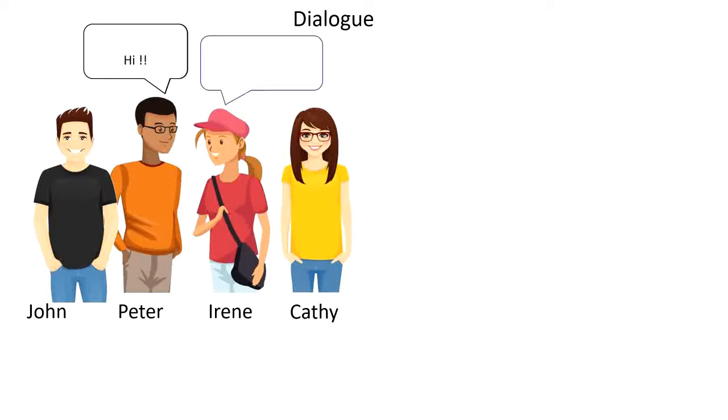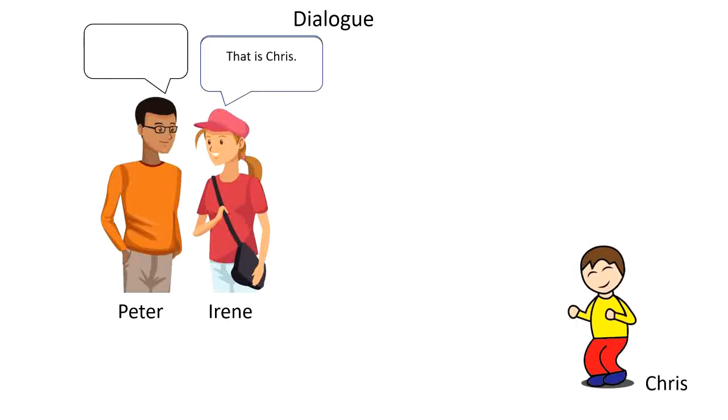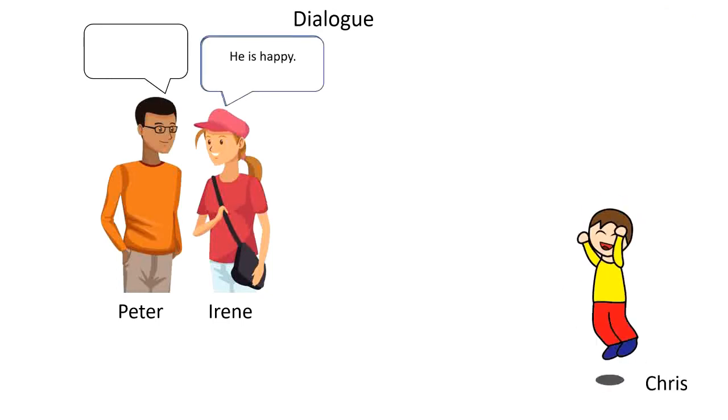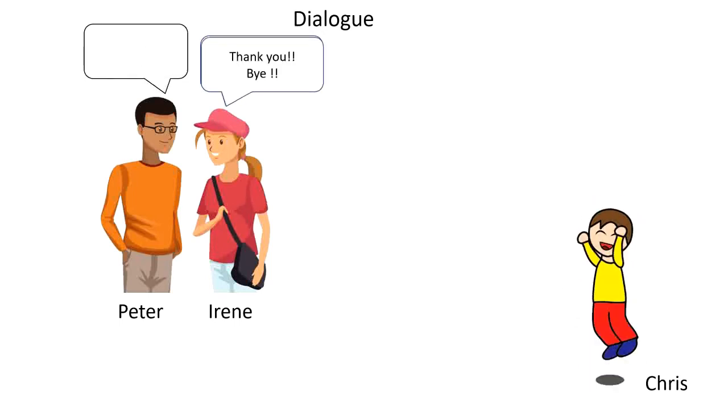Hello. Hi, I am Irene. And you? I am Peter. This is John. He is an engineer. This is Kathy. She is my friend. That is Ben. He is a teacher. That is Richa. She is a doctor. That is Chris. He is happy. Nice to meet you. Thank you. Bye.